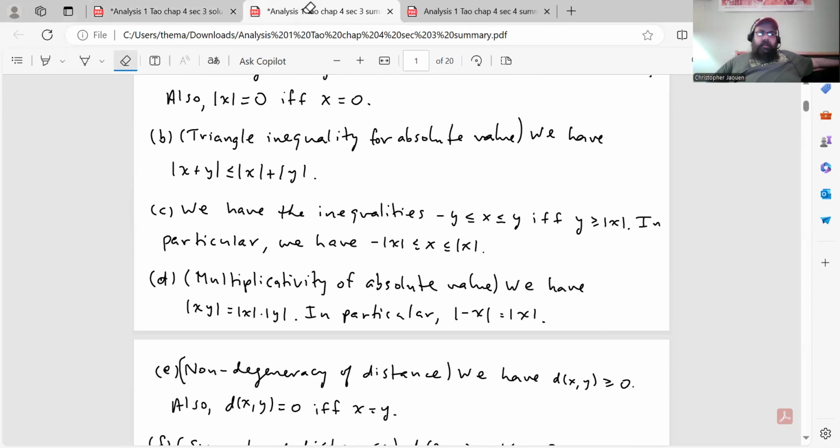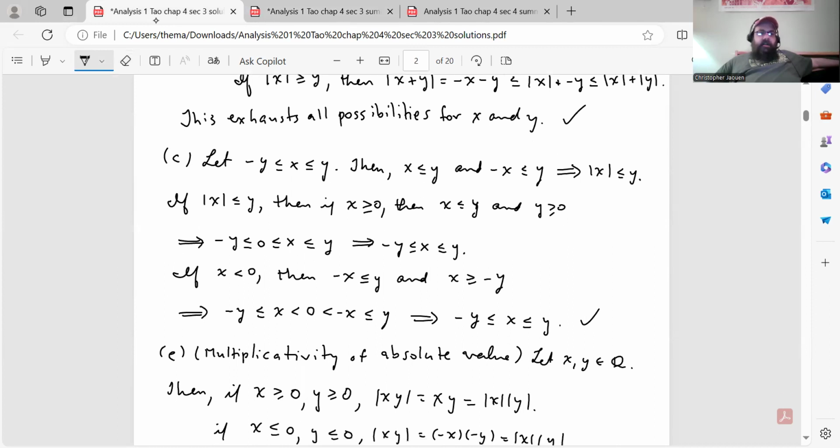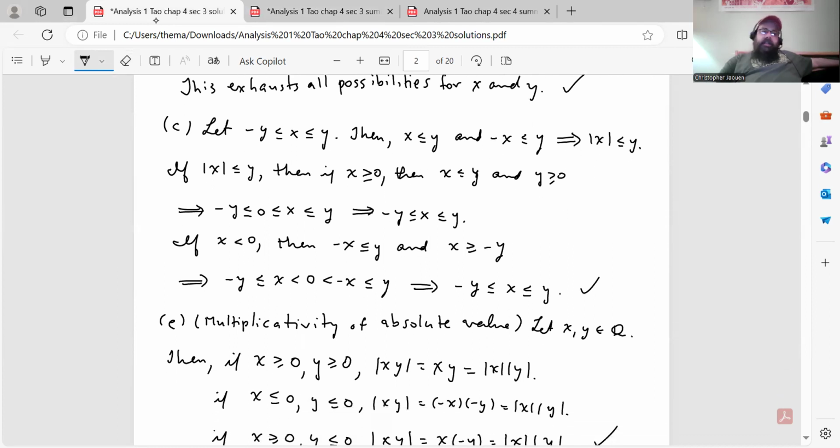Part C says we have the inequalities negative y less than or equal to x less than or equal to y, if and only if y is greater than or equal to the absolute value x. In particular, we have negative absolute value x less than or equal to x less than or equal to absolute value x. And I have the proof for part C here. So let negative y be less than or equal to x less than or equal to y, then x is less than or equal to y, and negative x is less than or equal to y, which implies that absolute value of x is less than or equal to y.